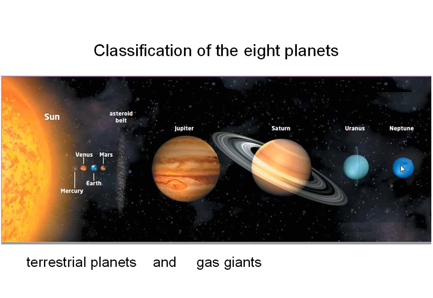The other 4 are classified as gas giants. First, because the major ingredients of these planets are gases, and their size is much greater than that of these terrestrial planets, they are called gas giants. They are so large that they are called giants, and their ingredients make them gas giants. They are Jupiter, Saturn, Uranus, and Neptune, right?